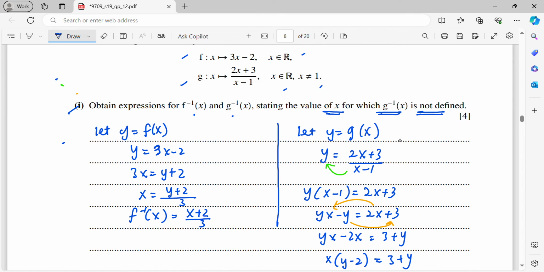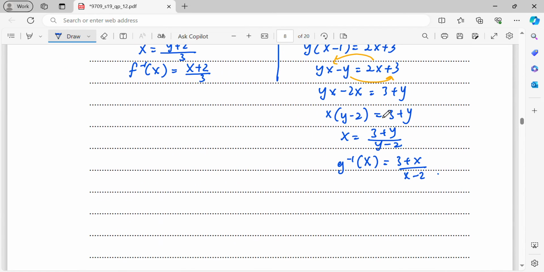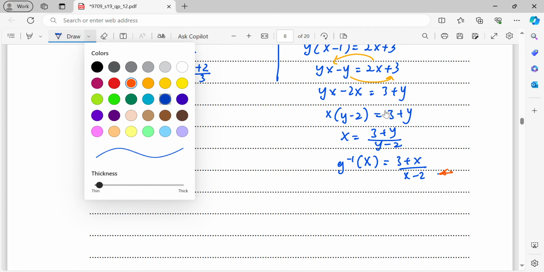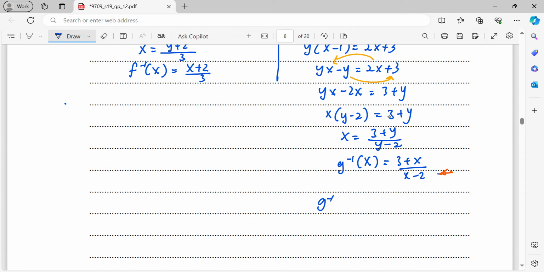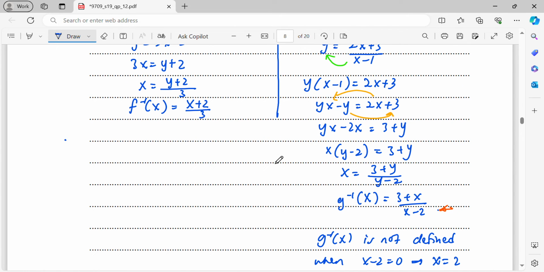And now last part, state the x for which g inverse is not defined. So g inverse is not defined when the denominator is 0. Alright, so I will just write g inverse is not defined when x minus 2 equals to 0. That means your x is 2. Okay, so that is the solution of this question.